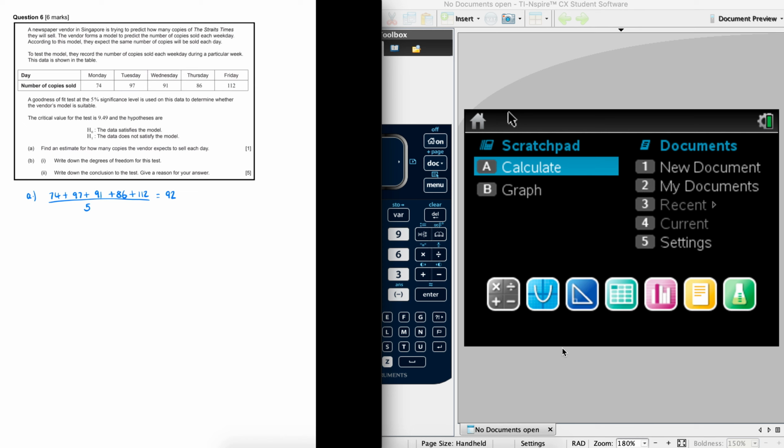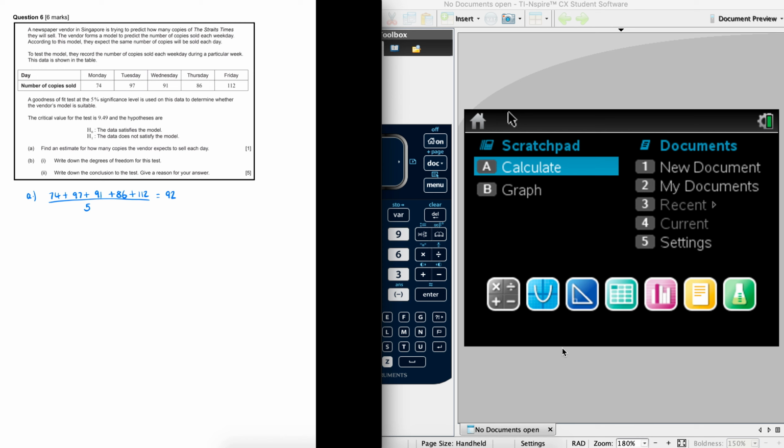Now obviously that isn't exactly what we've got. The point of a goodness of fit test is to decide how close these numbers are to 92. Is it just common that it's not going to be exactly how we expect in theoretical probability, or is it significantly fluky data that we're suspicious of?